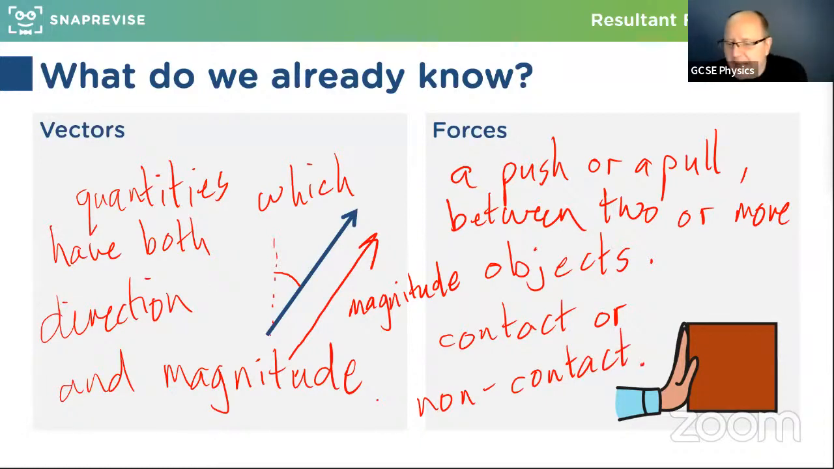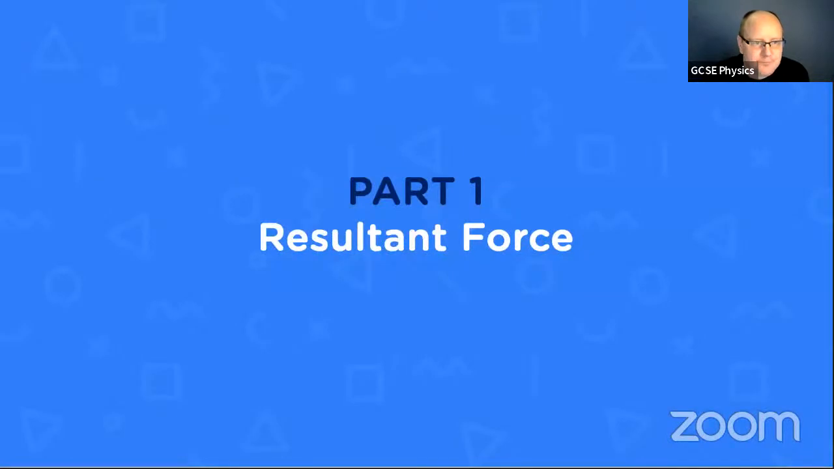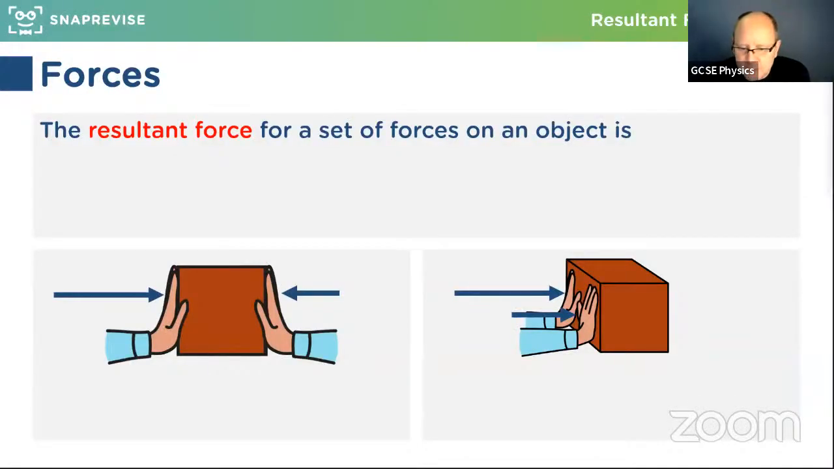And in the case here, we've got a hand pushing on a box. So we're going to have a force in this direction to the right due to that push. So let's start with resultant forces now.